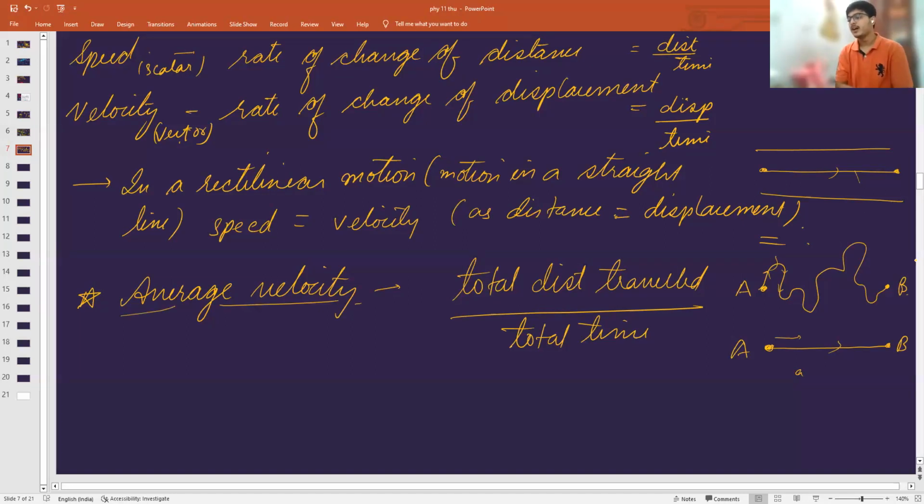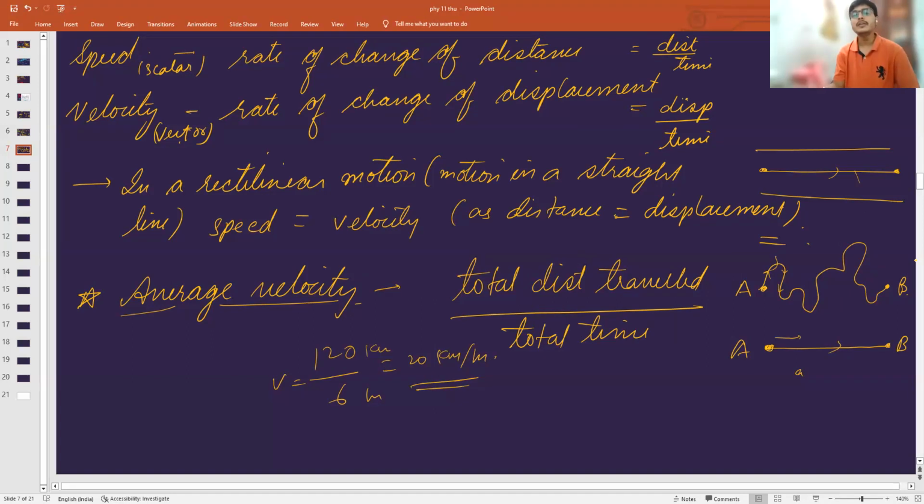So in that case, we calculate the average velocity. For example, when you travel from your home to some other city, and you took 6 hours to reach there. Total distance was 120 kilometers, and total time was 6 hours. So what is the velocity? It is 120 by 6, that is 20 kilometers per hour.